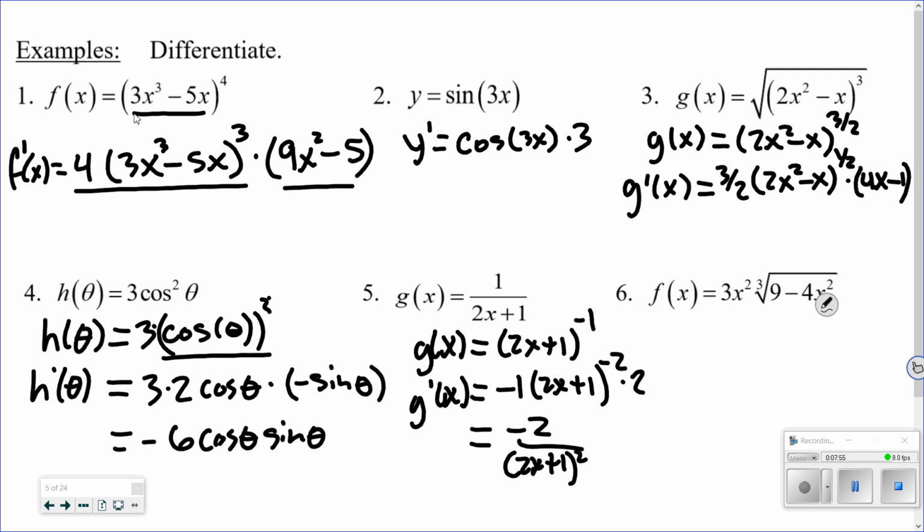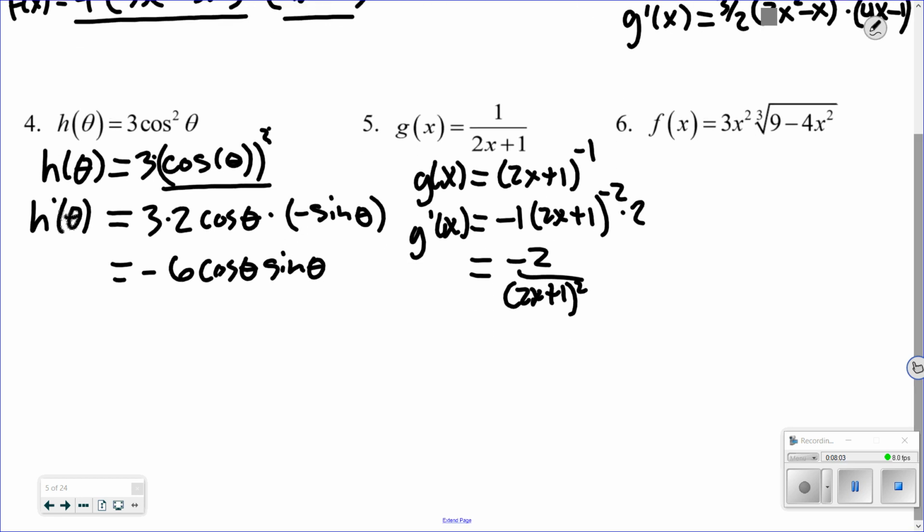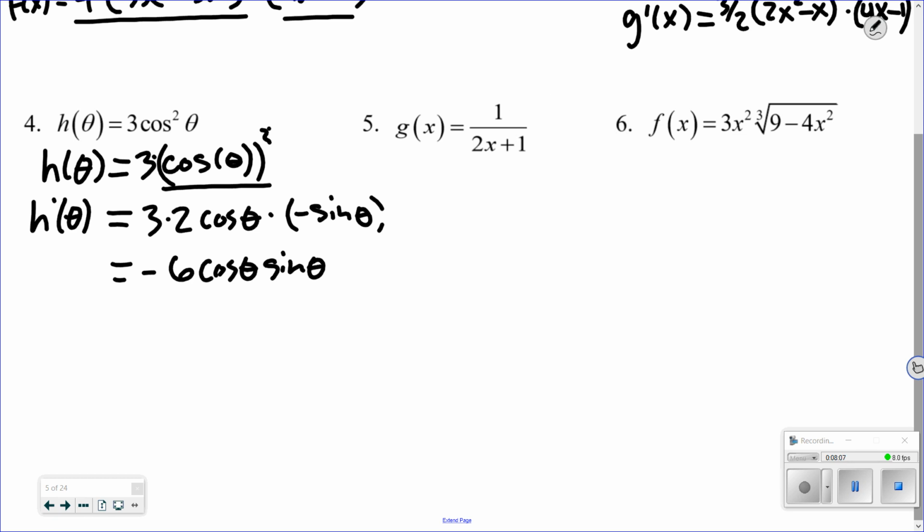What we have to be careful with, if you look at number 6, let me give myself some more space here because we're going to need some more space for that problem. But if you look at number 6, you have to use the product rule here. So make sure you recognize that. This is 3x squared times the cube root of 9 minus 4x squared. So we have to use the product rule. But when we go to use the product rule, on this part right here, when we take the derivative of that, we've also got to use the chain rule. So this is going to get to be a long problem.